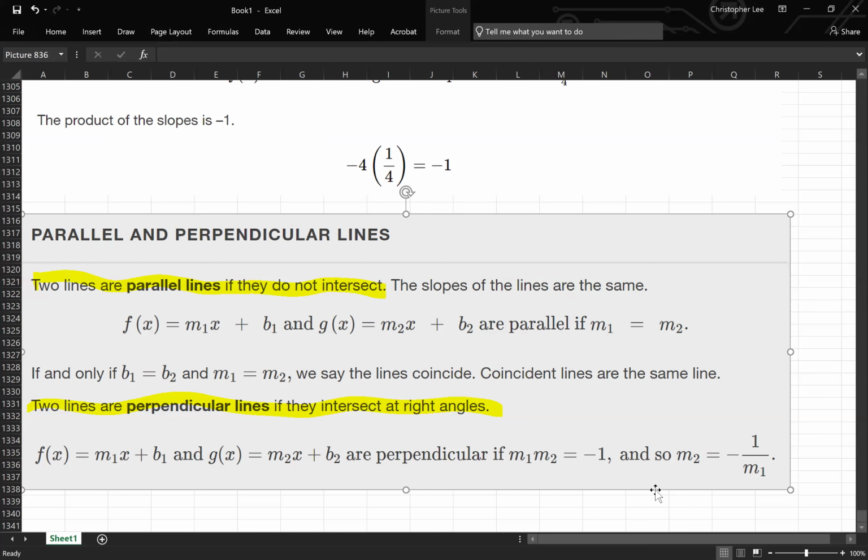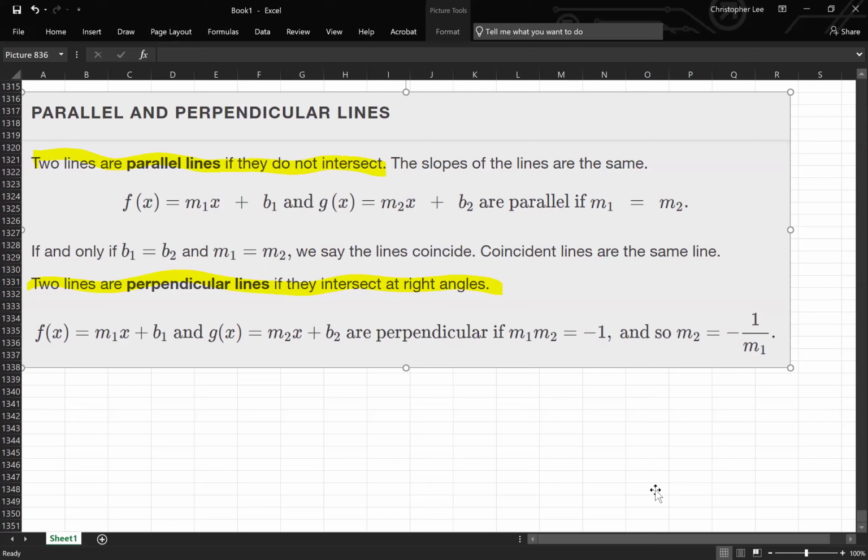So two lines are perpendicular if they intersect at a right angle. So f of x equals m1x plus b1, and g of x equals m2x plus b2 are perpendicular if we take the two slopes, m1 and m2, multiply them together, and get -1. So m2 is equal to the negative of 1 over m1.